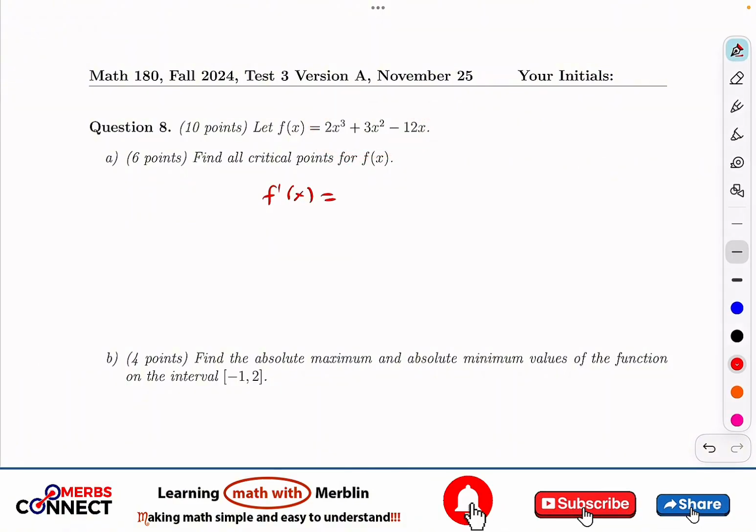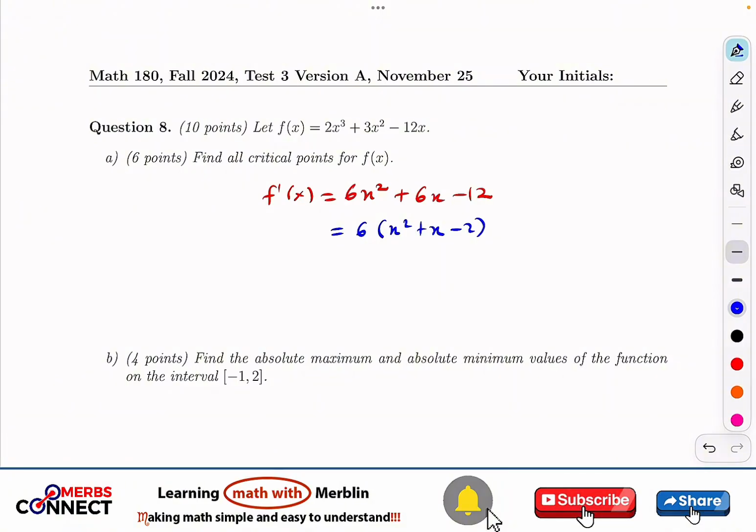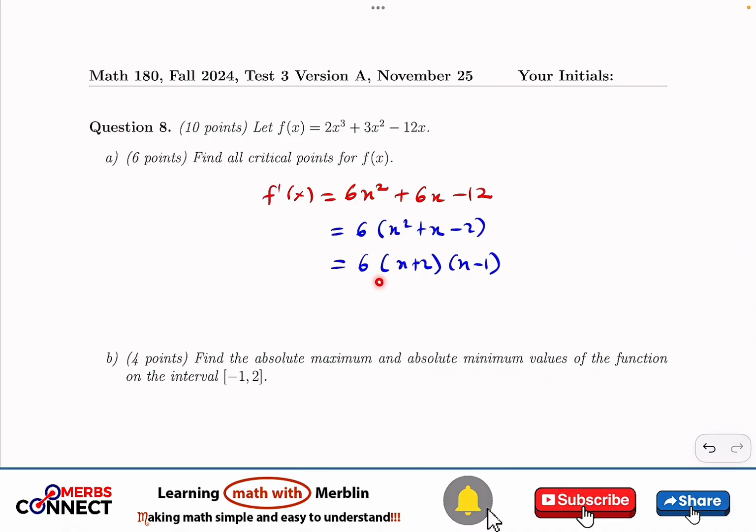Using the power rule, we are going to have 6x squared plus 6x minus 12. So this is what you are going to get from here. Now, we can factor 6 out and have 6 times x squared plus x minus 2. Now, how can you factor this? X squared plus x minus 2 is the same as x plus 2 times x minus 1. So factorization is very important. Now let's try and check if it is true.